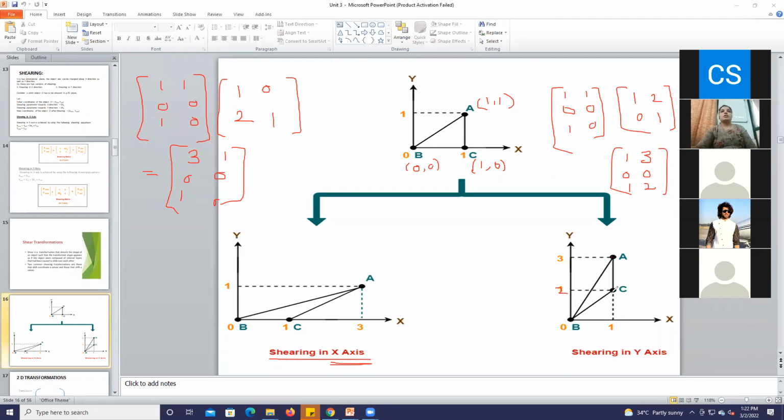So you can see the deformation in the object along y direction. So the change is there in the vertical direction or y direction when we are carrying out the shearing in y axis. And if we are carrying out the shearing along x, then deformation in the x axis takes place.